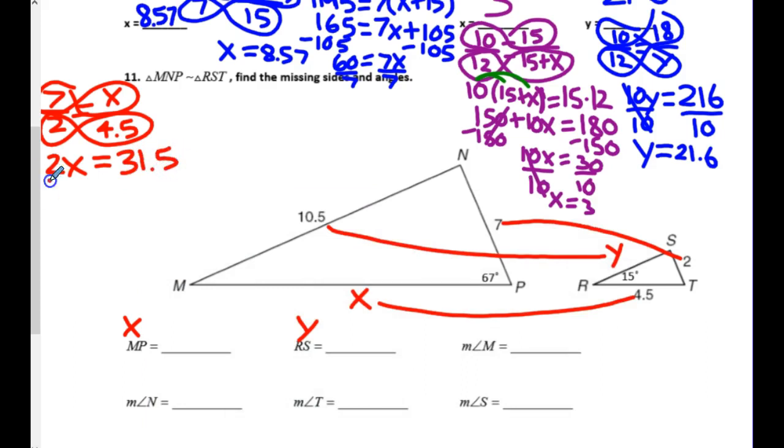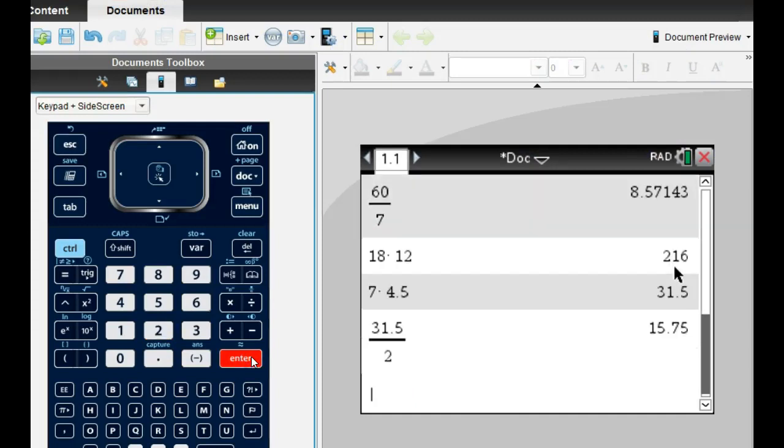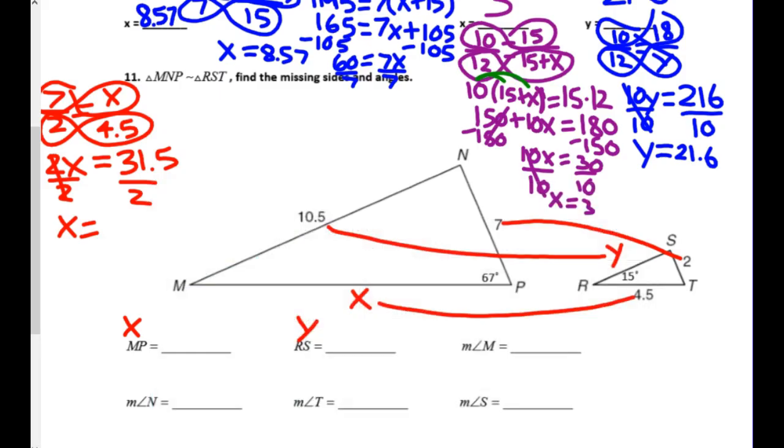And then our last step is to divide by 2. X equals 15.75. So that means MP is 15.75.